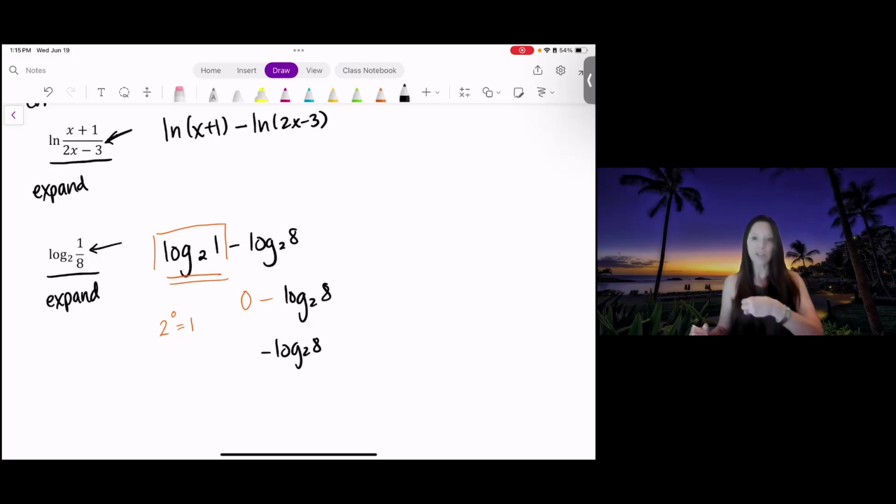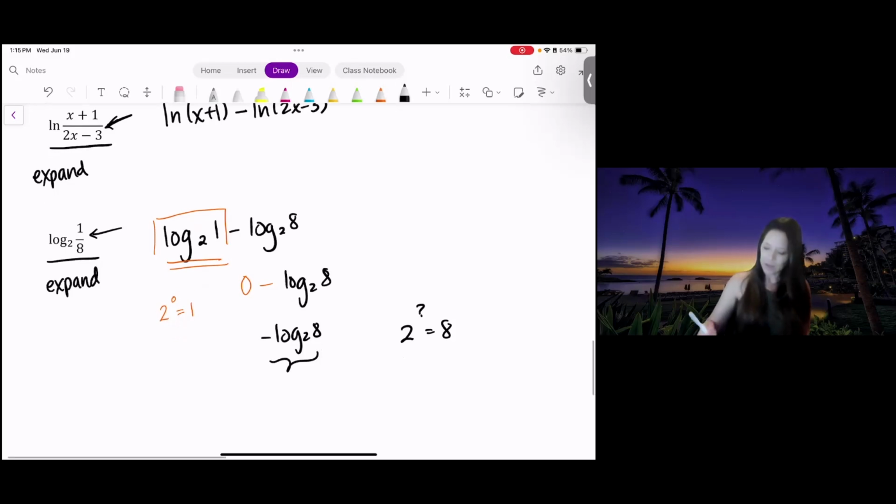I could actually have asked you to evaluate this rather than just expanding it, because I know that 2 to a power is 8. If I wrote this in exponential form, that is 2 to some number equals 8. That's 2 cubed. That means that log base 2 of 8 is actually the number 3. And that simplifies all the way down to minus 3. Now, I didn't ask you to evaluate this logarithm. I actually just asked you to expand, but I wanted you to see that I can actually take this further. If your teacher asked you to evaluate a logarithm, you can do that.